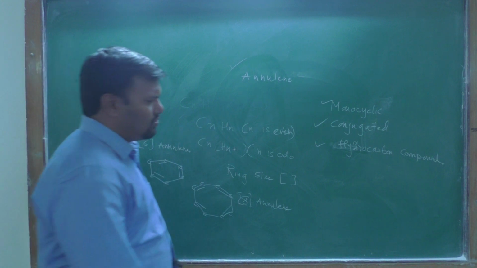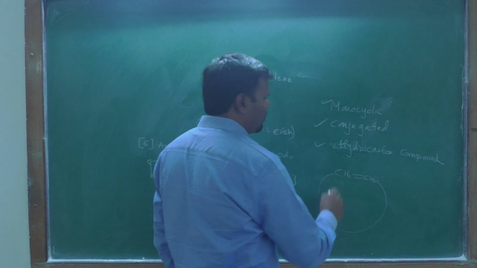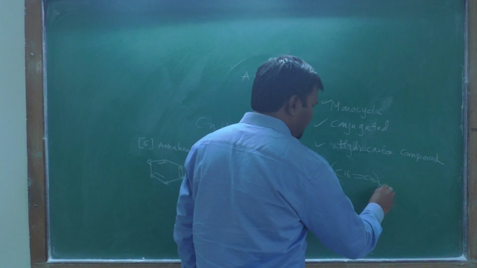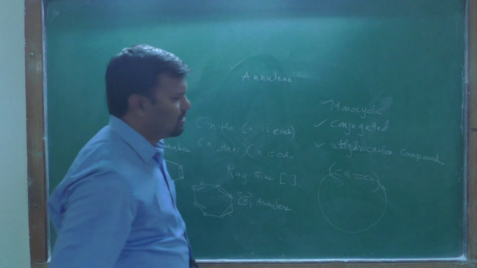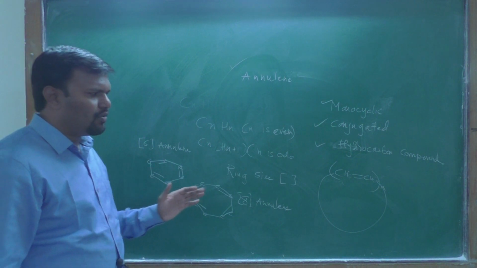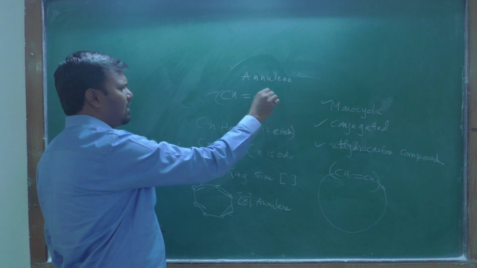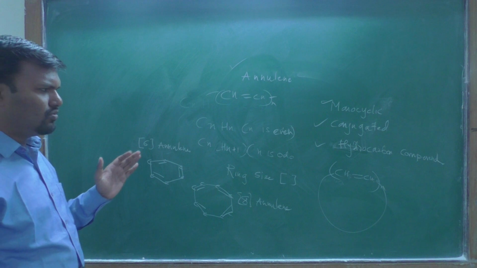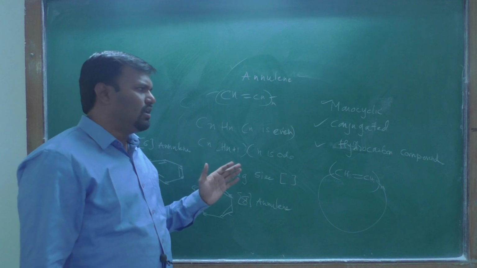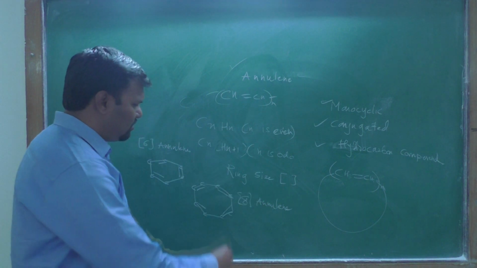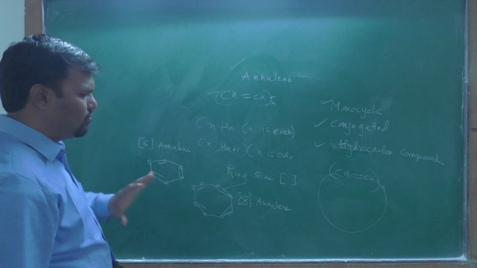Also, you can show the compound generally like that: CH=CH, n times. Not CH2, but CH double bond CH, n times; you represent your compound like that. So this is the general basic information about annulene compounds. Monocyclic, conjugated one. Conjugated means in this compound you see alternate double bond, single bond, double bond, single bond. Okay, this is a fully conjugated system.